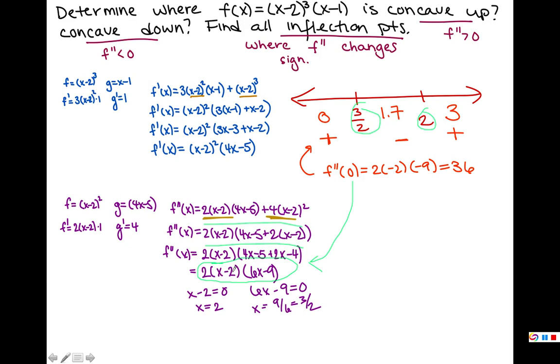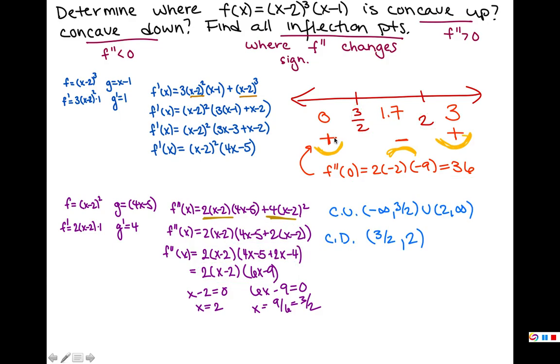I took 0 and plugged that into my second derivative. I got 2 times -2 times -9. That gave me positive 36. But the important thing about that number is it's a positive, and so that's what I had to put into my table. I'm going to do the same thing for 1.7 and 3. When I plugged 1.7 in, I got a negative. When I plugged 3 in, I got a positive.